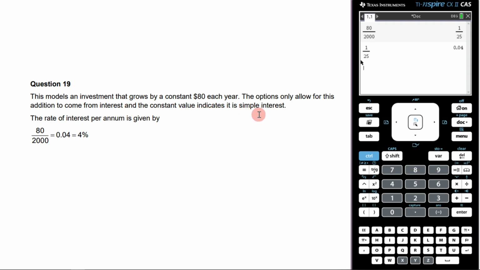Is that worded very poorly, or is it just me unable to read? The rate of the interest per annum is given by 80 on 2,000 is equal to 0.04, which is 4%.